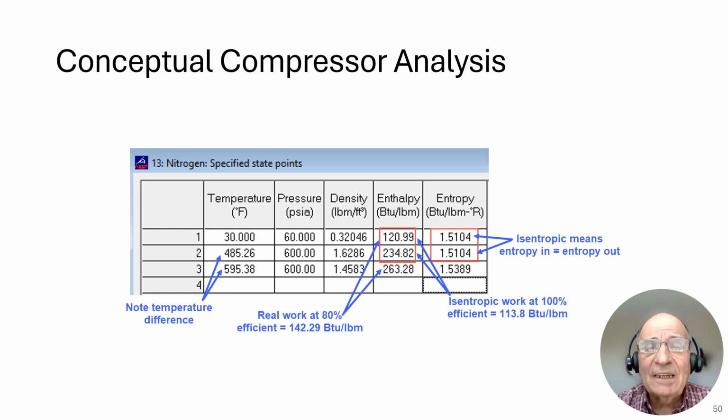So now we're going to analyze the amount of work it takes to drive this compressor. And there's two works that we're going to look at, the ideal work and the real work. Now, the ideal work would be less in magnitude than the actual work required.